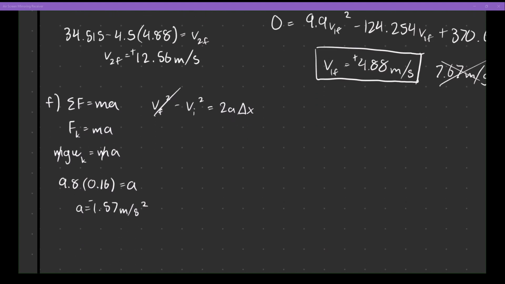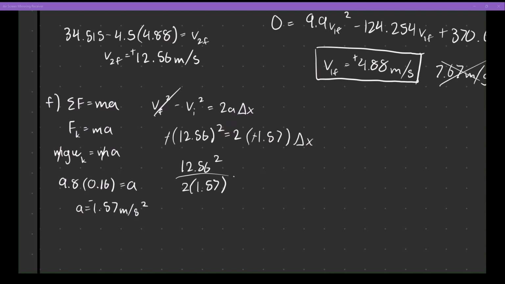And so now I can take that information. So I go negative 12.56 squared equals 2a delta x. And so now I isolate for delta x. The negatives will cancel right here. So I do 12.56 squared over 2 times 1.57, and then delta x I get as 50.2 meters.